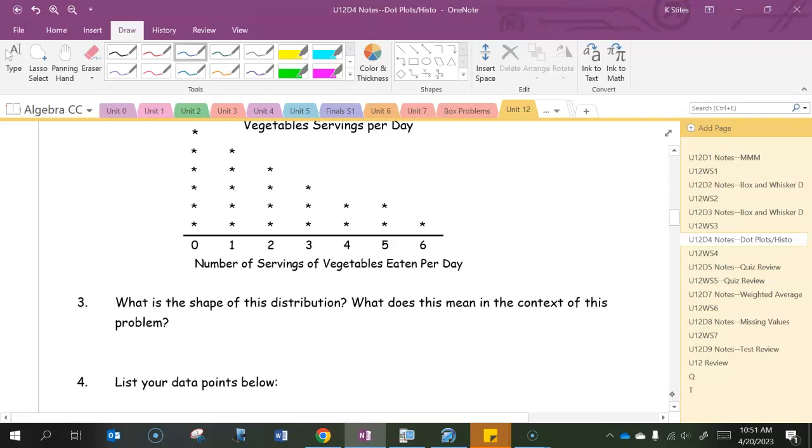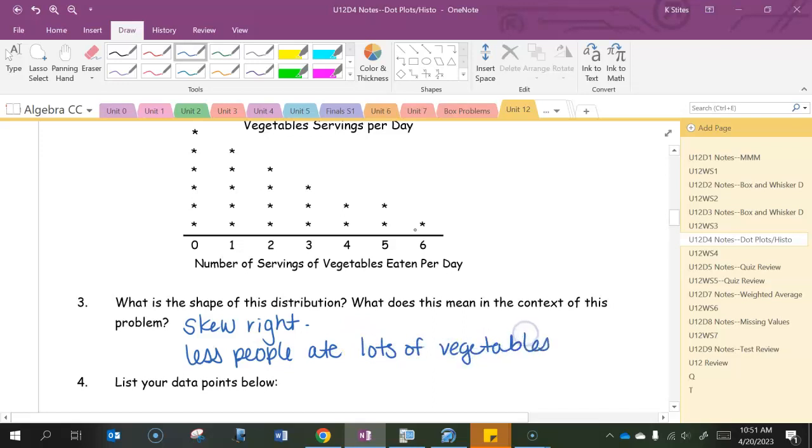We want to ask about the shape of this distribution. So again, there are less on the right, so we're going to call this skew right. And what this means is less people ate lots of vegetables. Okay, because there are less people that have 4, 5, 6 servings that they ate.